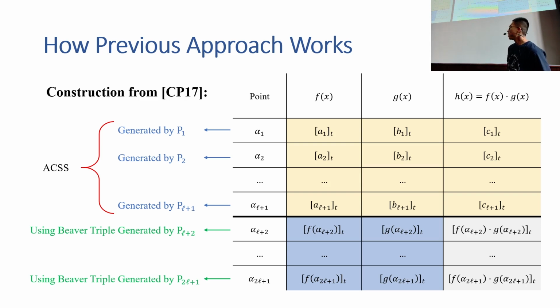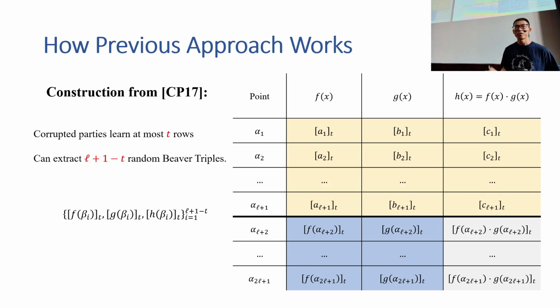So if you want to obtain random Beaver triples, you can observe that the corrupted parties can actually learn T rows. Either this row is using some Beaver triple generated by this corrupted party directly, or this row is computed by using the Beaver triple generated from this corrupted party. And because f and g are degree L polynomials, there are L plus 1 unknown points, but T of them may be learned by corrupted parties. So this means that we can only hope to extract L plus 1 minus T random Beaver triples. So you can just evaluate f, g, and h at this many different evaluation points.